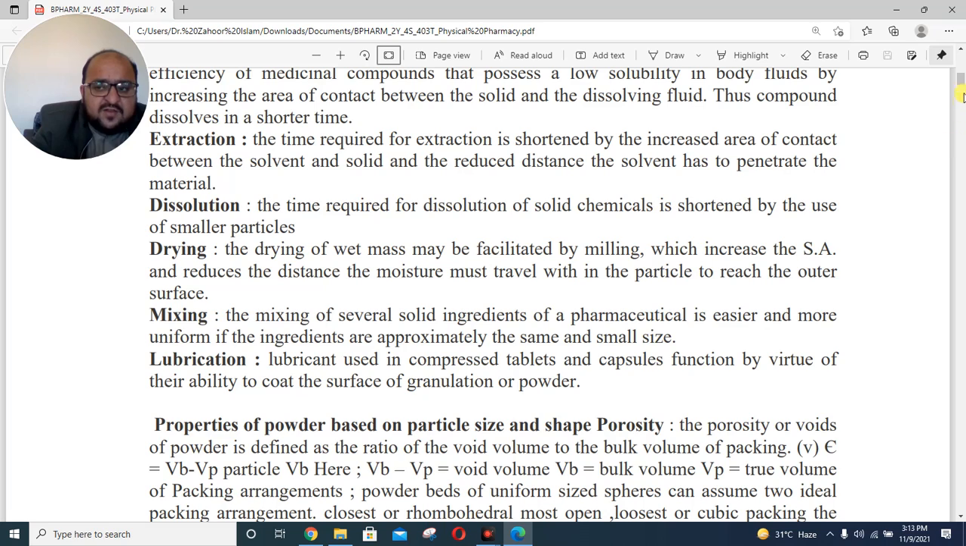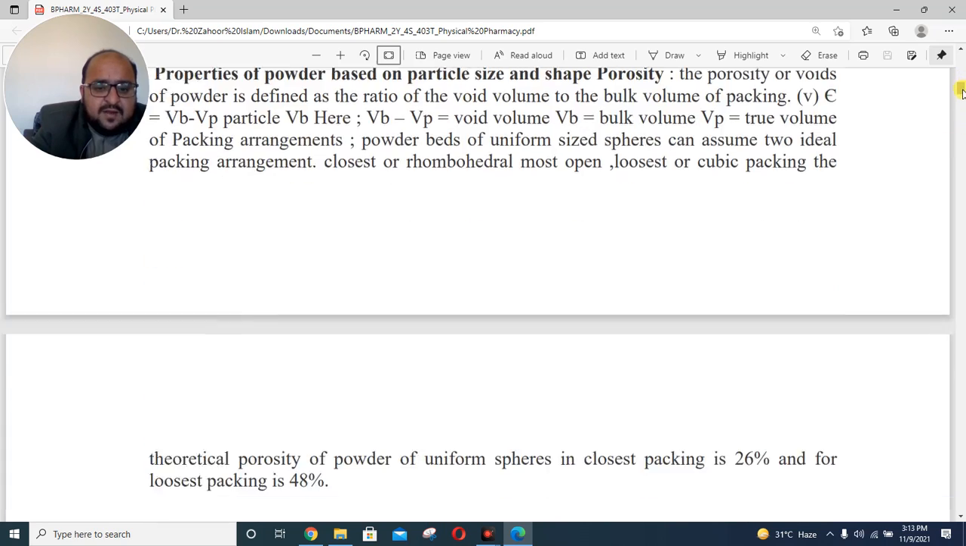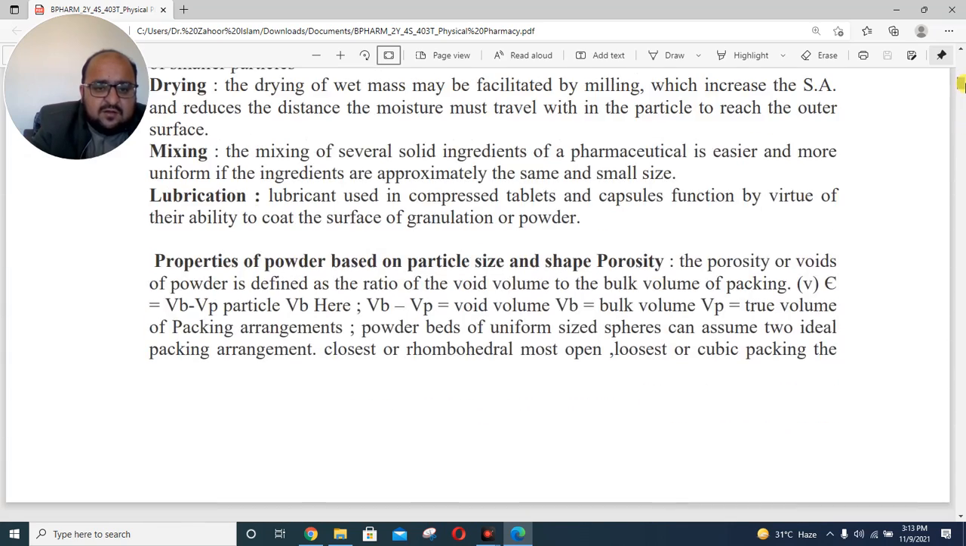So, inshallah, in my next lecture I will further explain the properties of the powder which are based on the particle size and shape, the porosity, and the voids of the powders. Inshallah, I will explain all these things in my next lecture.